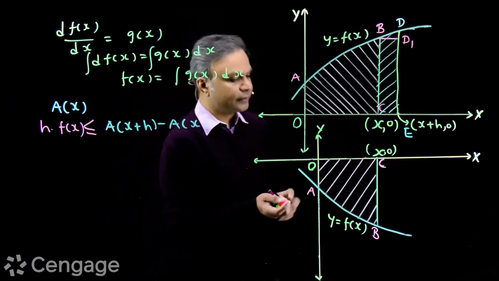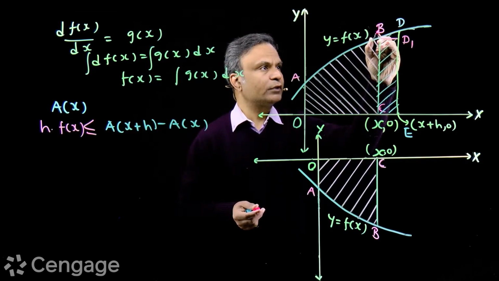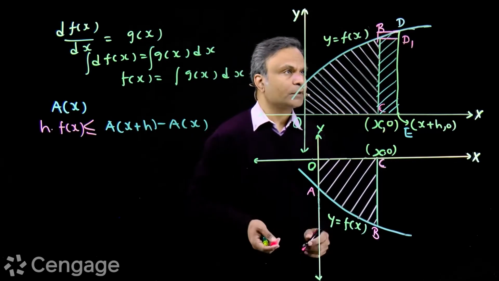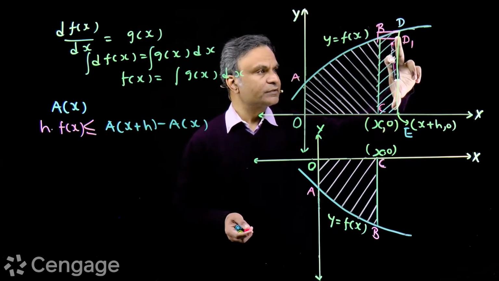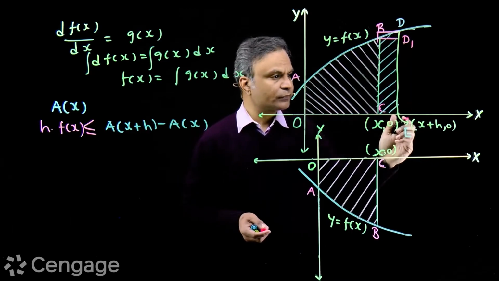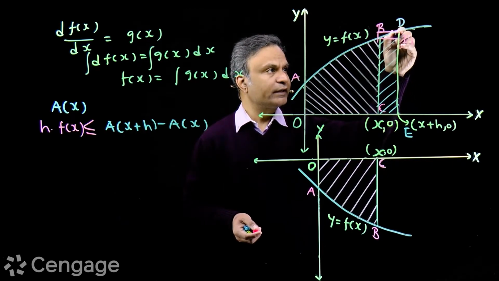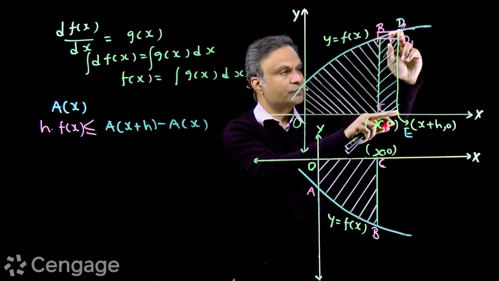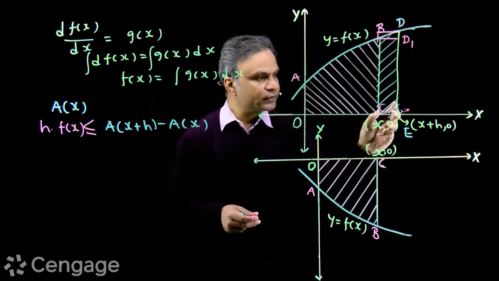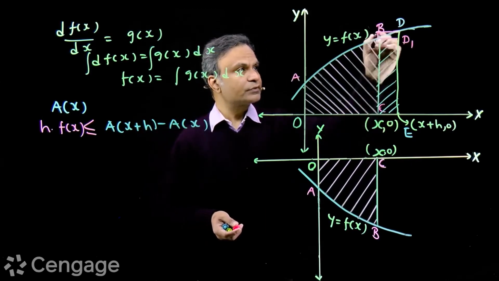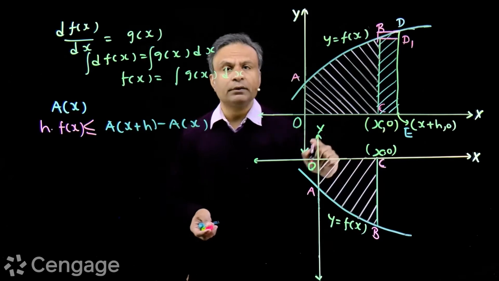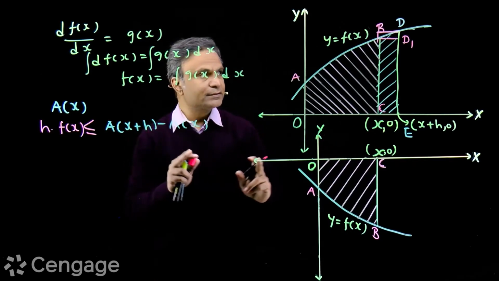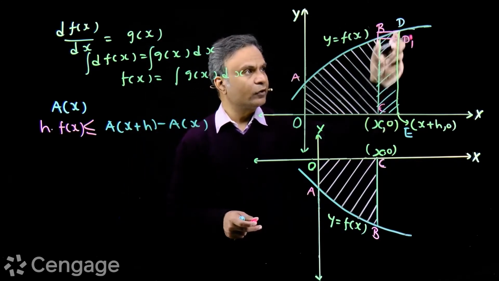Now we draw one more rectangle. We draw this rectangle. Height of this rectangle is f of x plus h. Abscissa of point D is x plus h. So value of function is f of x plus h. So this height is f of x plus h and this width is h. So the area of this bigger rectangle is h multiplied by f of x plus h. Now certainly this area is less than or equal to the area of this rectangle.